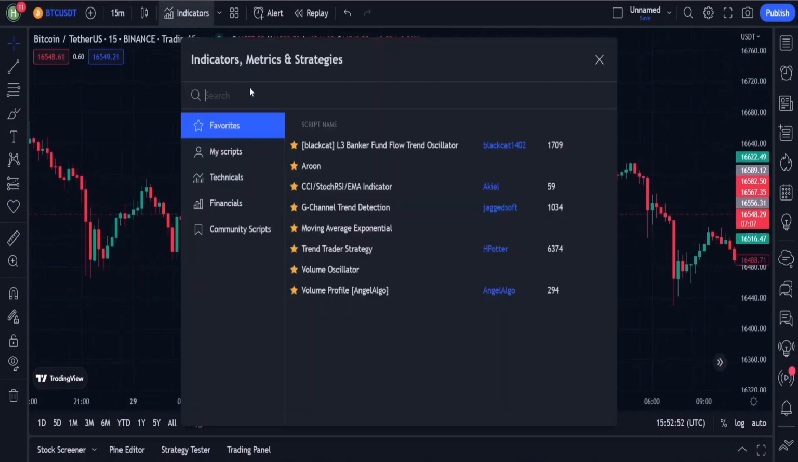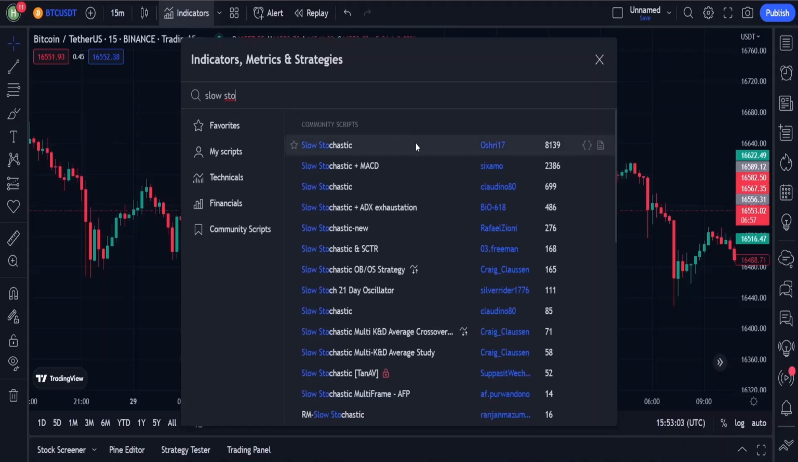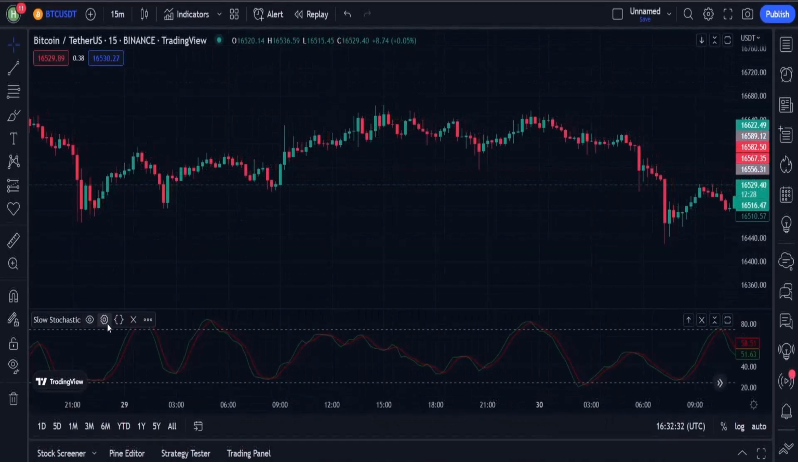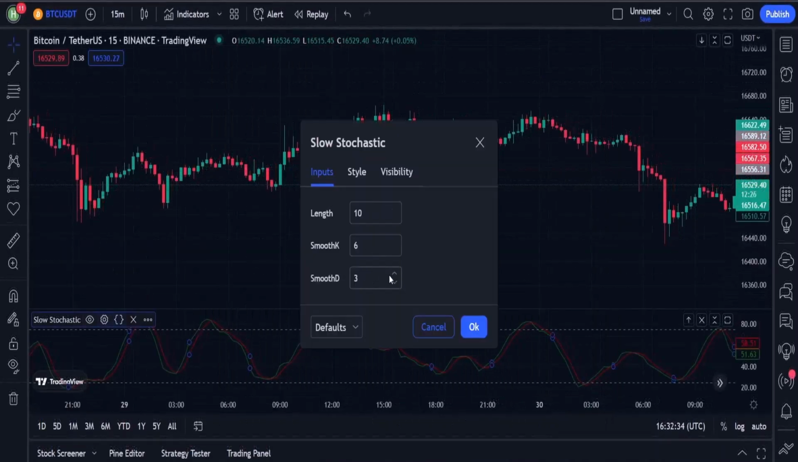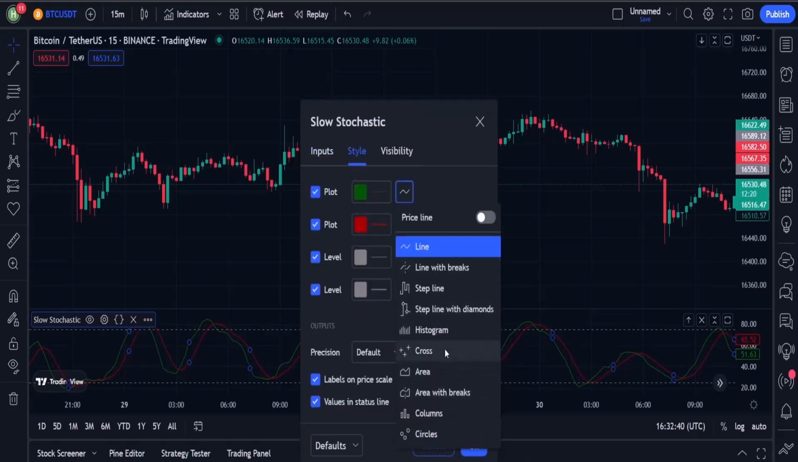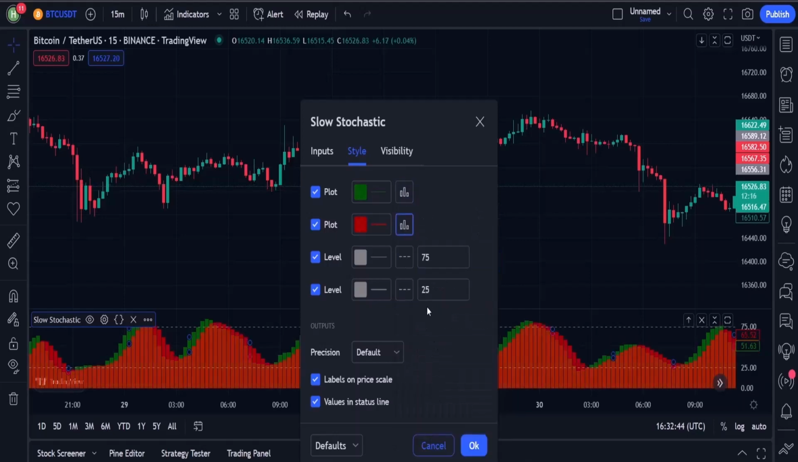So in the Indicators tab we'll search for Slow Stochastic, and add this indicator by Claudino to our chart. Now we'll change its settings. So in the Input section, change the Smooth D value from 3 to 5. Then, in the Style section, change these lines to columns. This will increase our visual accuracy when confirming the signal.